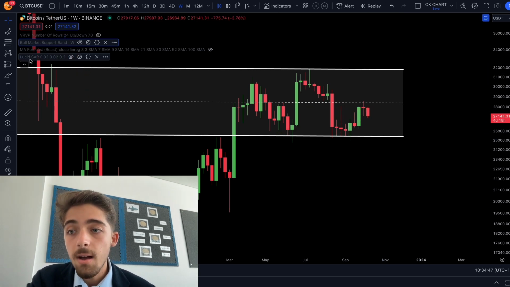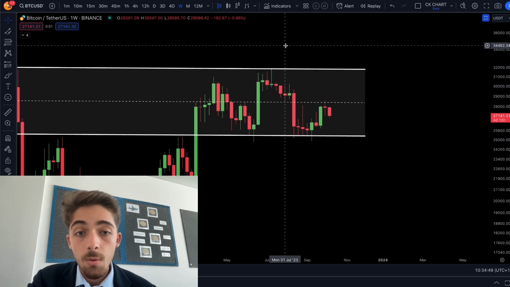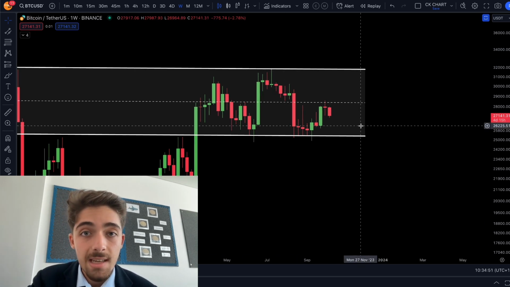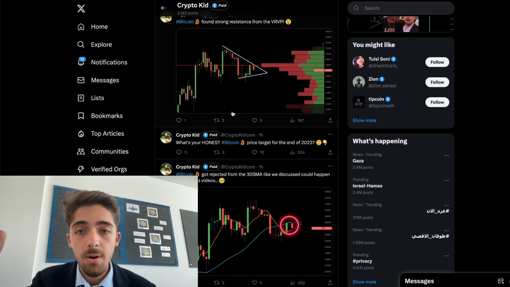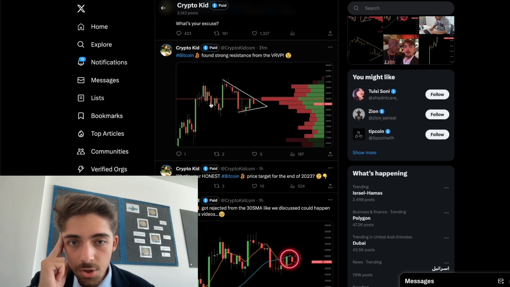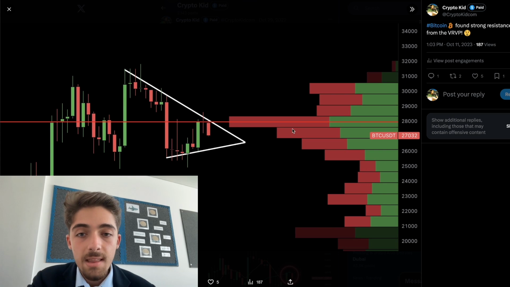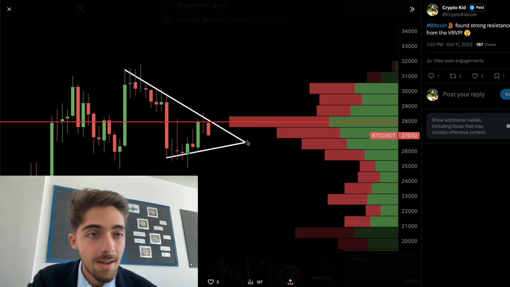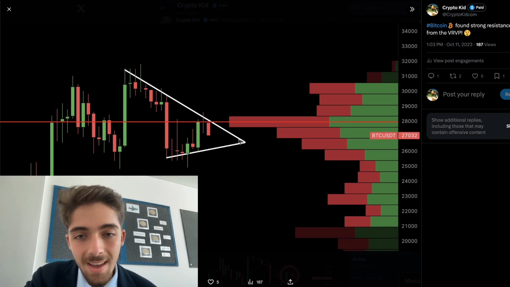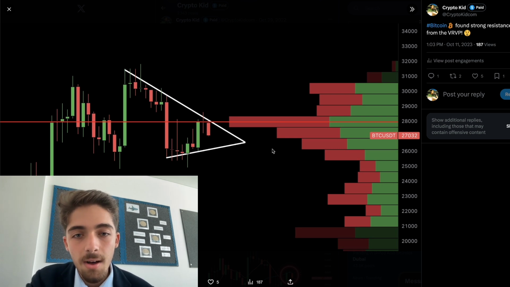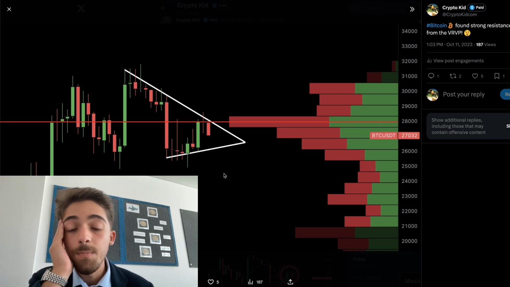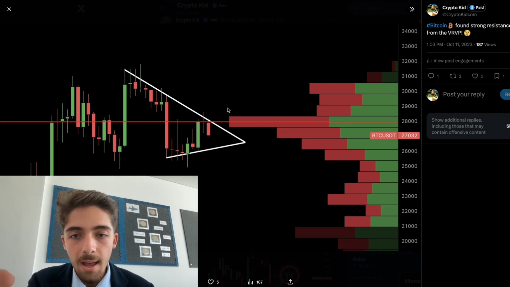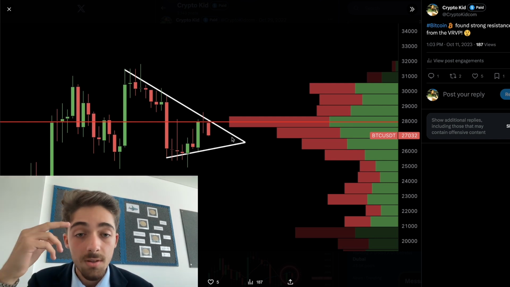Now, another big level of resistance that was provided to Bitcoin for seeing this dump towards the downside was on Twitter at CryptoKitCom. If I just go to this tweet right here, we can see the VRVP, which I realize I said wrong all this time, and we had massive resistance on the volume for the weekly time frame for Bitcoin. And of course, volume can provide massive amounts of resistance. So yeah, there we go. We came up to the peak of this volume, and then we saw Bitcoin dropping towards the downside.